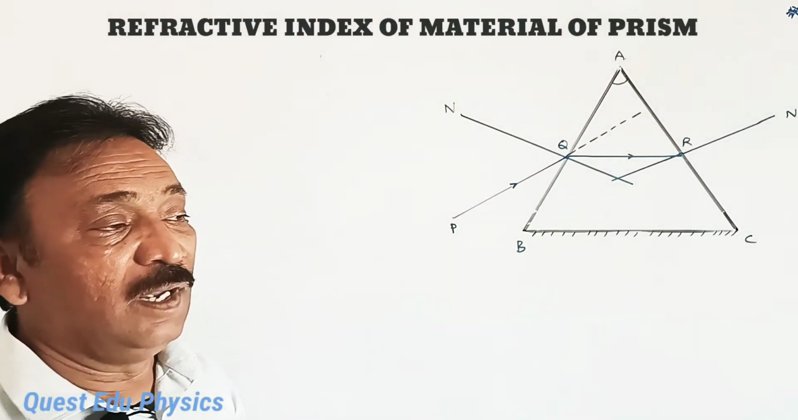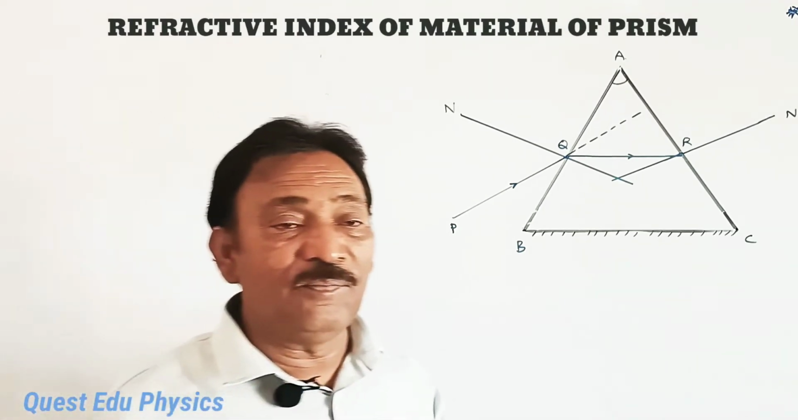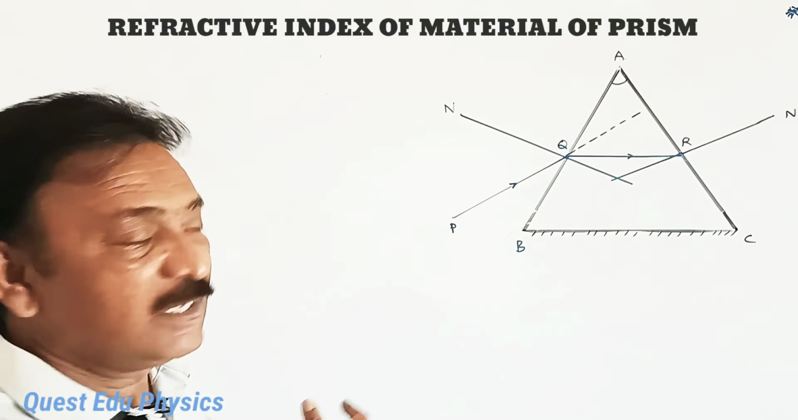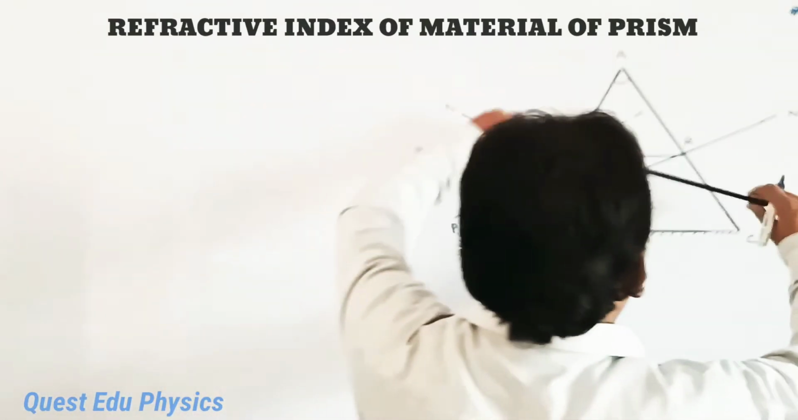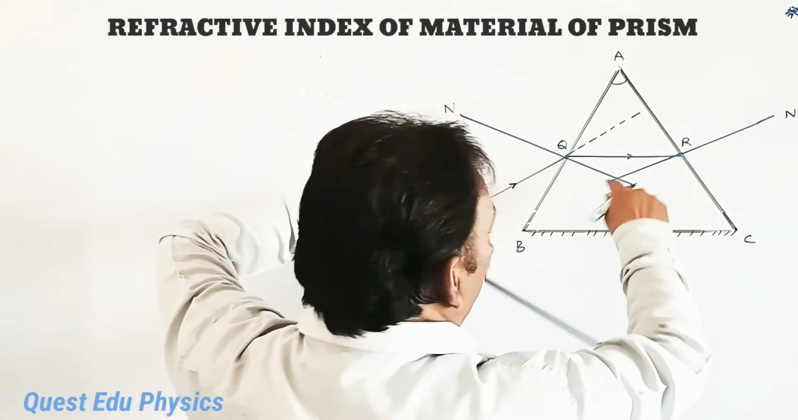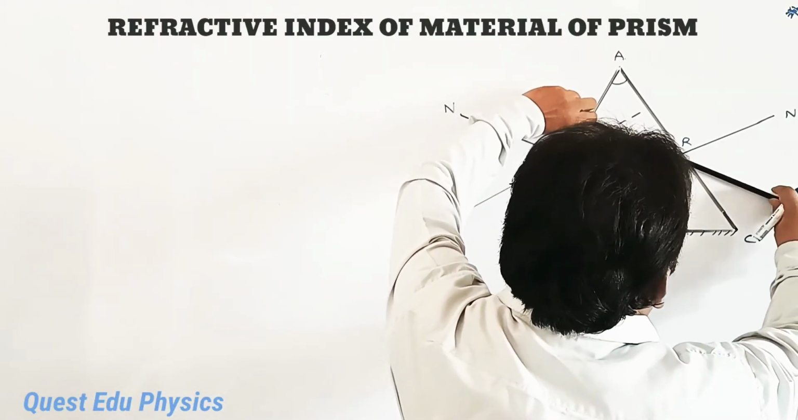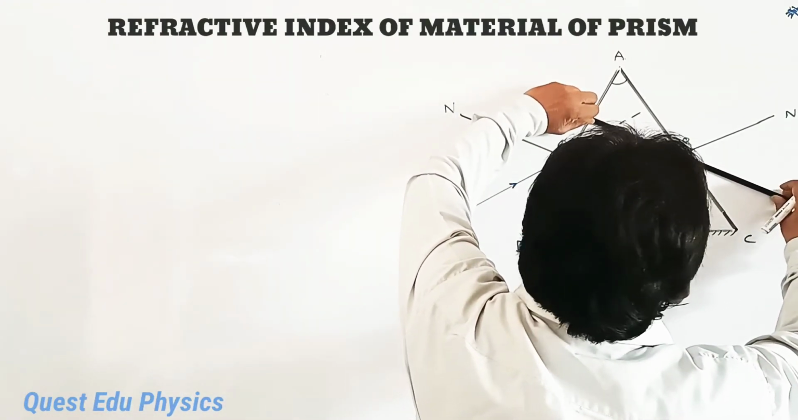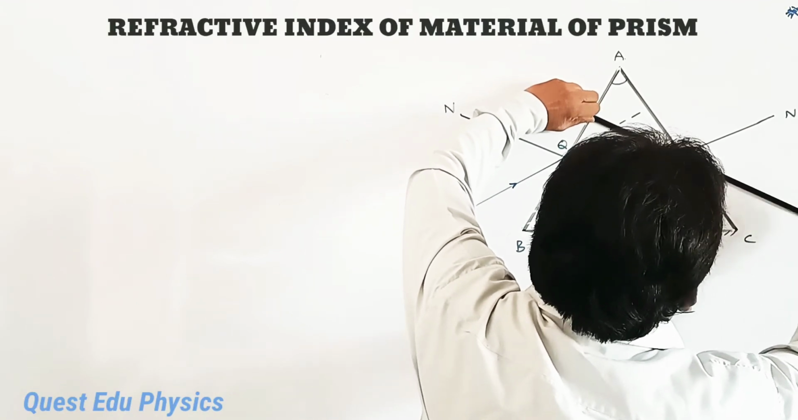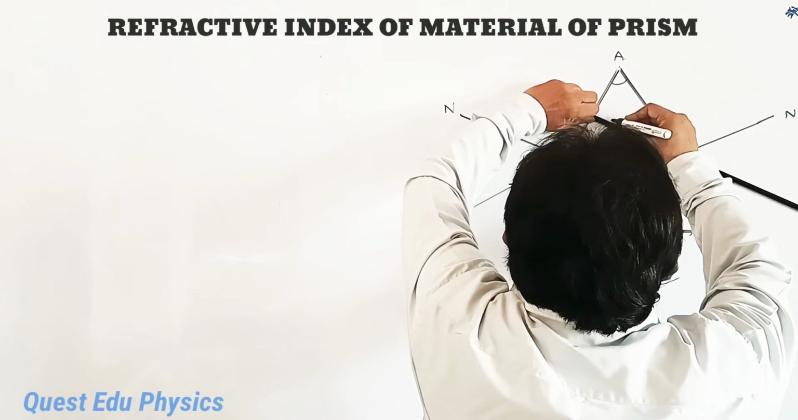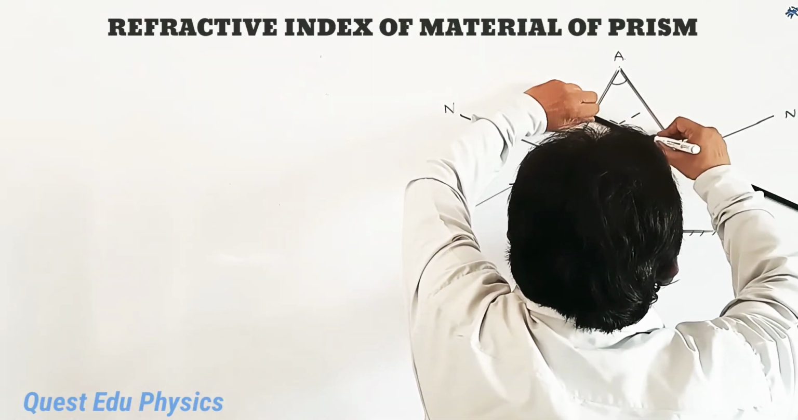Okay, students, when it is traveling from rarer to denser, obviously it bends towards the normal. There's a normal here. Here, it bends away from the normal. It is moving away from the normal. Here it passes in this way. Okay, if you produce it back.